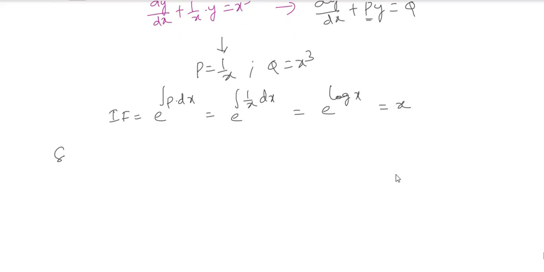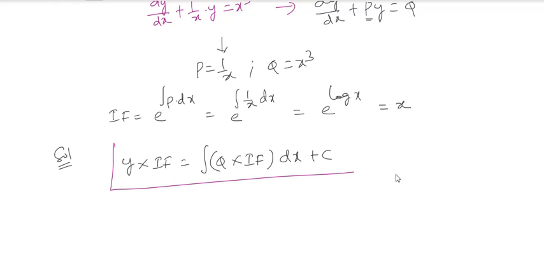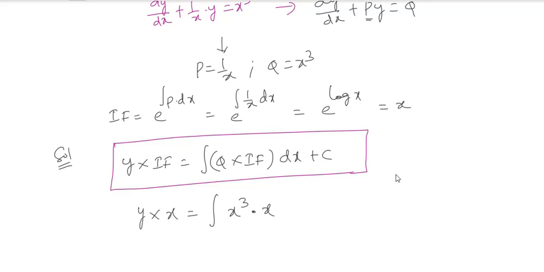What is the solution here? y into the integrating factor is equivalent to the integral of q into the integrating factor, dx, plus c, which is the solution for that linear differential equation in y. So now substitute this: y into the integrating factor is xy, which is equivalent to the integral of x^3 into the integrating factor x, dx, plus c.